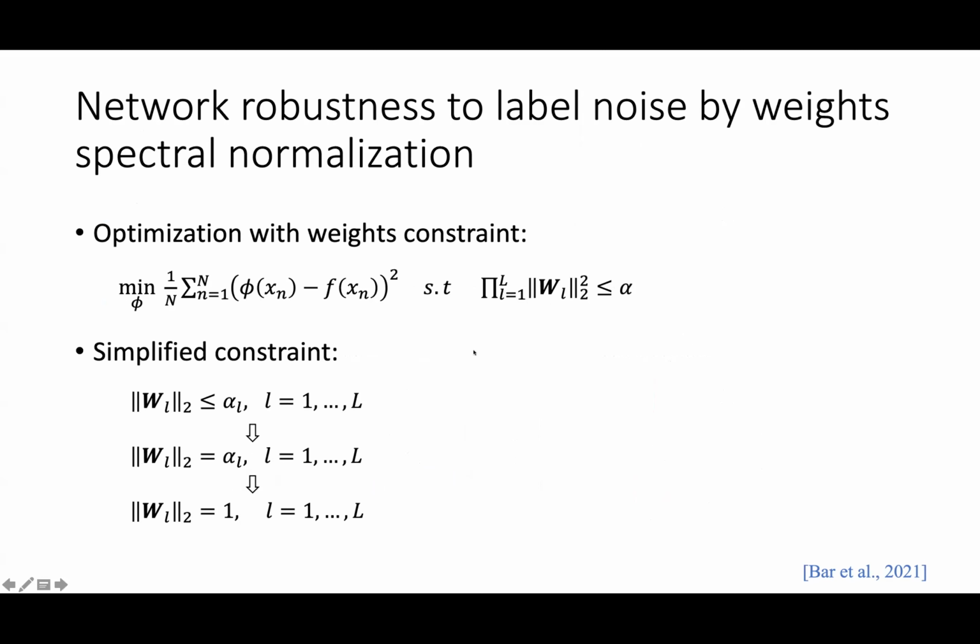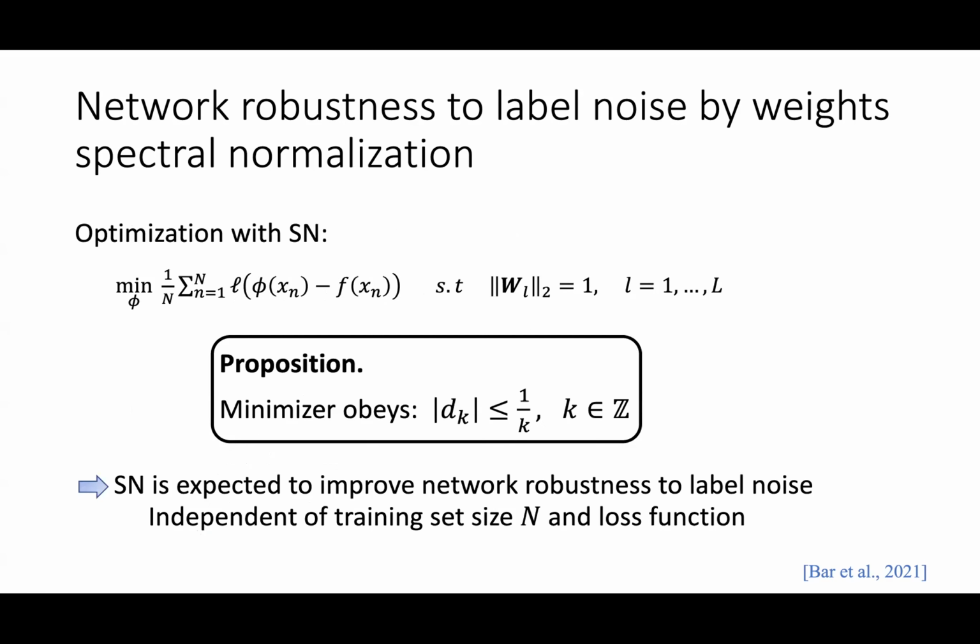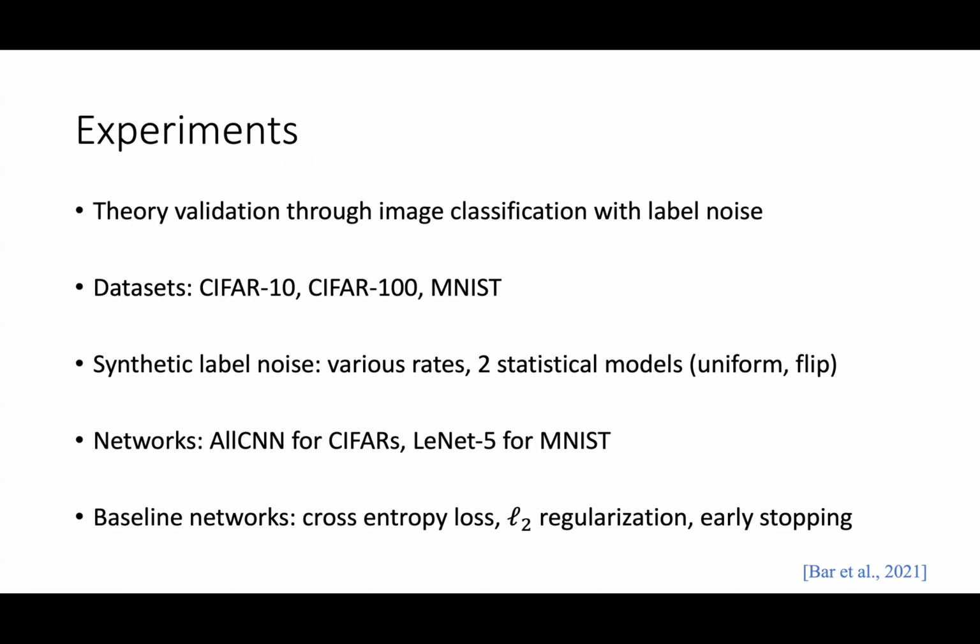Now, instead of just bounding the product, we will bound each spectral norm separately. And instead of having an upper bound, we will just assume that the spectral norm equals 1, and we will use spectral normalization. This is a tight bound, so this is just normalization and not regularization. So we usually apply spectral normalization also with weight decay. Let's see the effect of the spectral normalization.